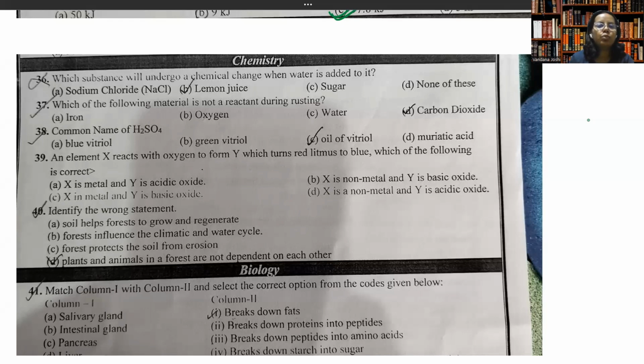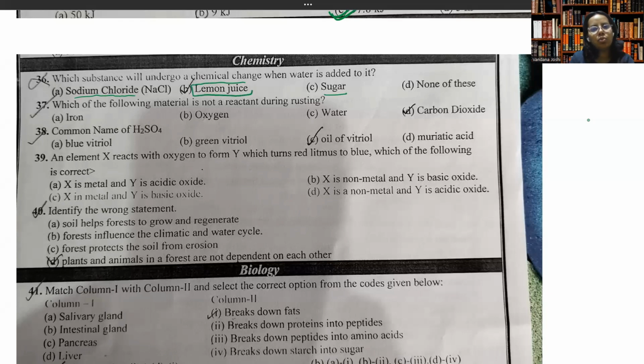Okay. When we add water to sodium chloride, which is nothing but salt, it will get dissolved. Sugar will also get dissolved. Lemon juice is quite interesting. When you add water to lemon juice, it is going to get diluted for sure. And because lemon juice contains citric acid, the rate of dissociation would increase, but no chemical change would be there because no new substance is being formed. So I would say that it should be none of these.